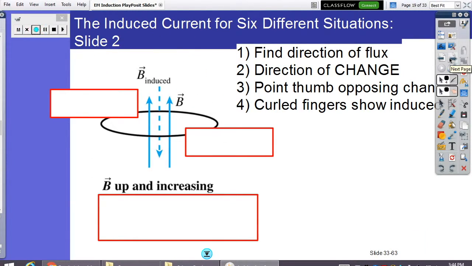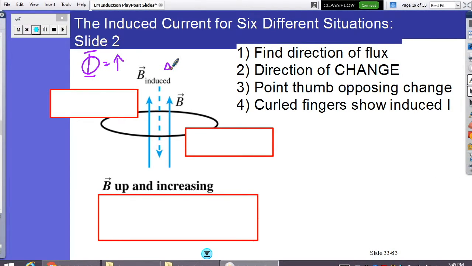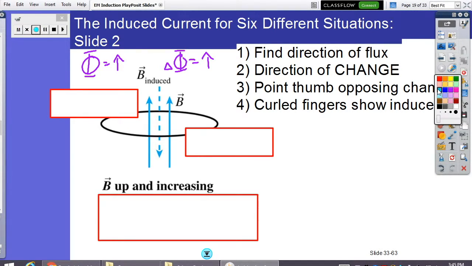What if instead we have our B field up, but now we try to make it stronger. We crank up our magnet and we try to push more magnetic field through our little loop. Our magnetic field gets stronger. In this case, our flux is still upward, and our change in flux is also upward because it's getting stronger in the upward direction. So what Lenz's law says is that we try to fight that.